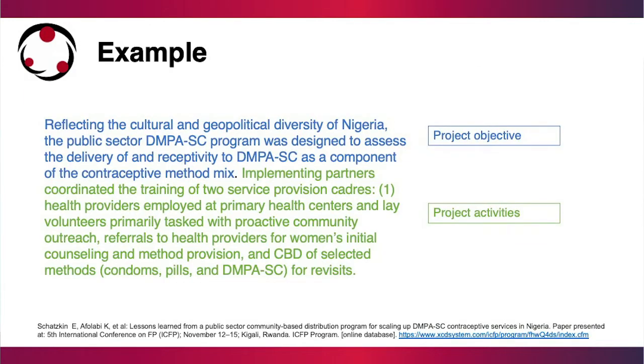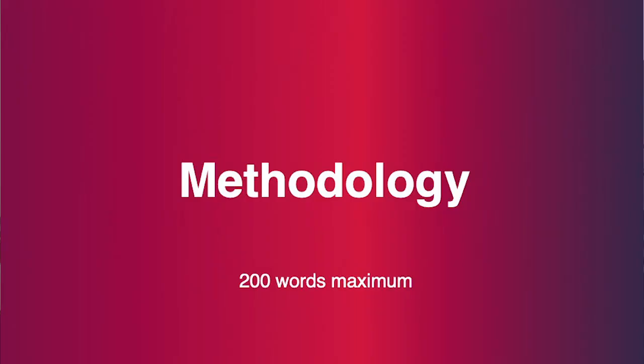On this slide, you can see the difference between the project objective and the project activities. The project objective clearly explains why the program was implemented: to assess the delivery and receptivity of DMPA subcutaneous. The green text outlines activities which took place during the program in order to meet that objective. Next, we will discuss the methodology, which is perhaps one of the most critical aspects of a valid and reliable program evaluation or implementation activity.